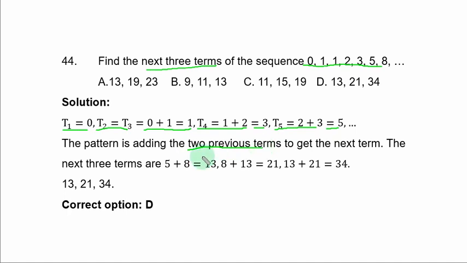The next 3 terms are: you add 5 and 8 to get 13. The other one, you add 8 and 13, you have 21. The other term, you add 13 and 21, that is 34. So the next 3 terms are 13, 21, and 34. So D is the correct option.